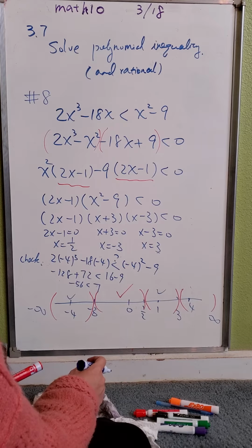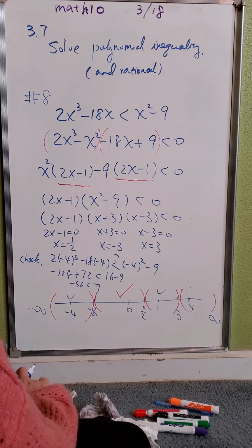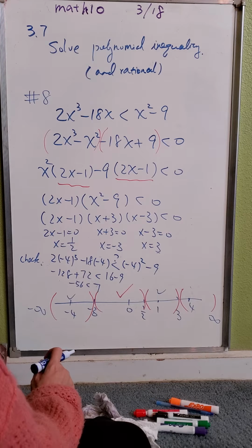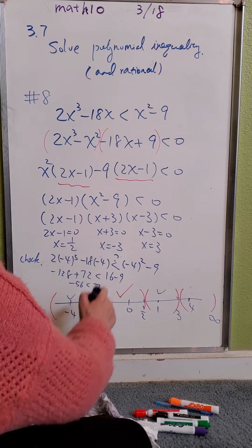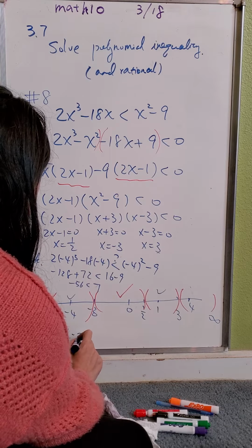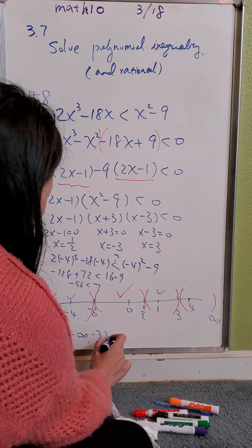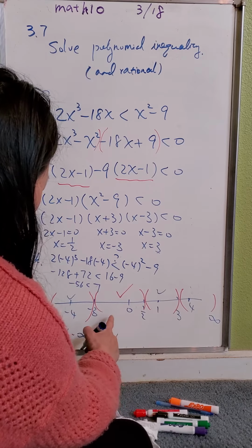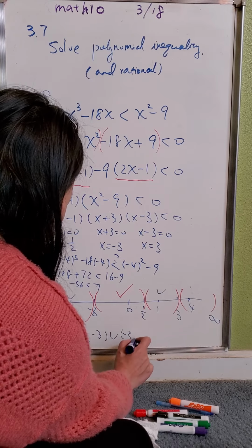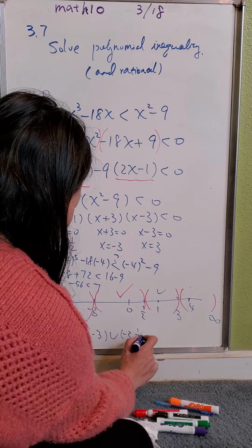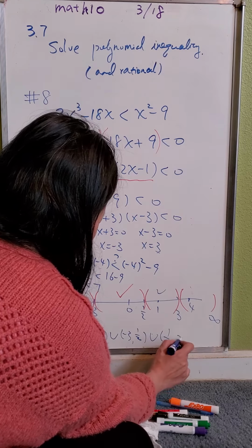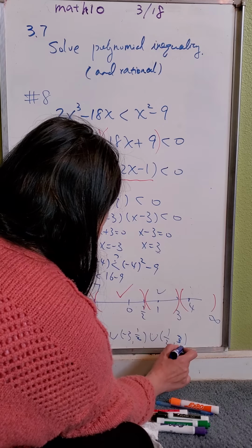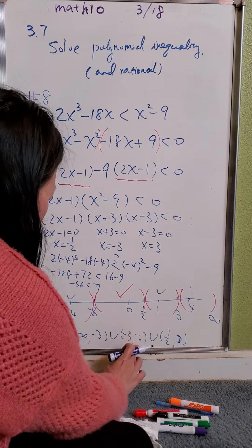Okay. So our answer will be negative infinity to negative 3, combined with negative 3 to 1/2, and then combined with 1/2 to 3.